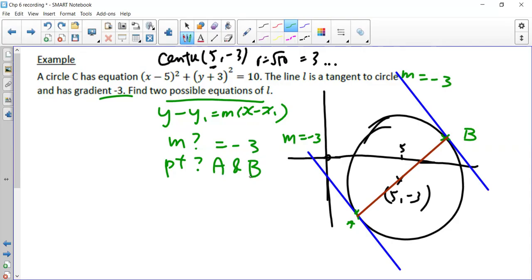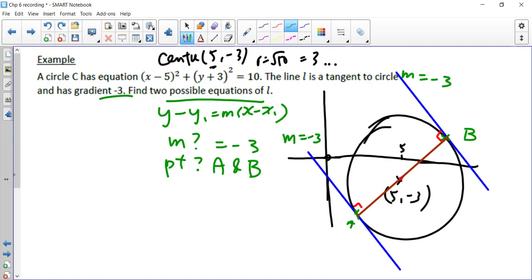Now, what we know is if we join up points A and B, it will go through the center, and the line is also perpendicular. Why? Because A and B are on lines exactly parallel to each other and exactly opposite each other, so the line must go through the center. And what else do we know? The red line in the middle is perpendicular to the two blue lines which we're interested in. So we can work out the gradient of the red line.